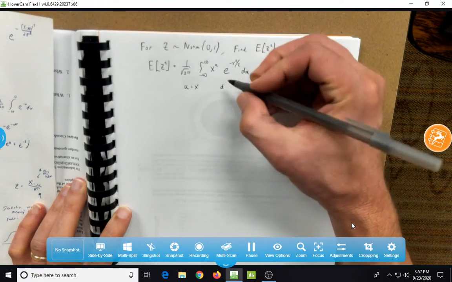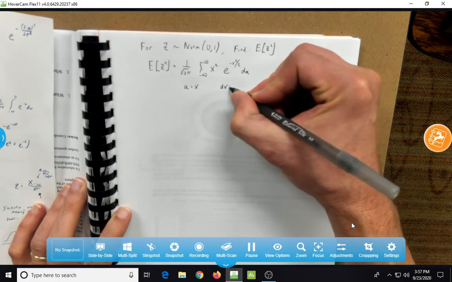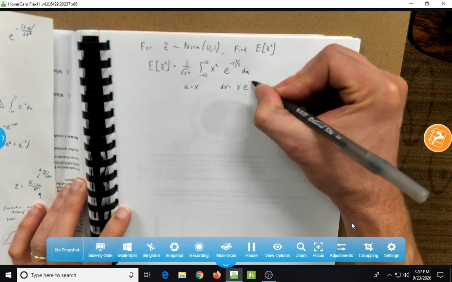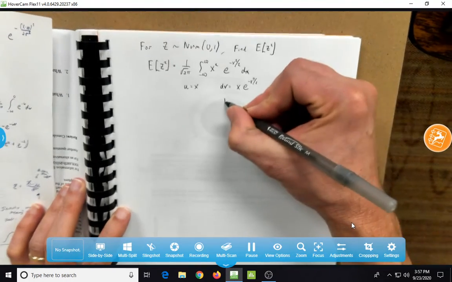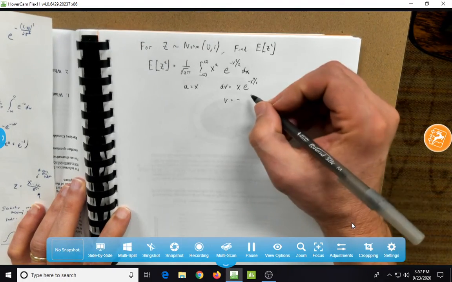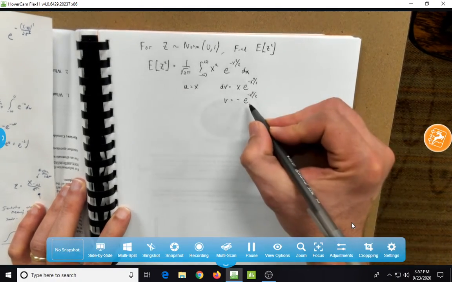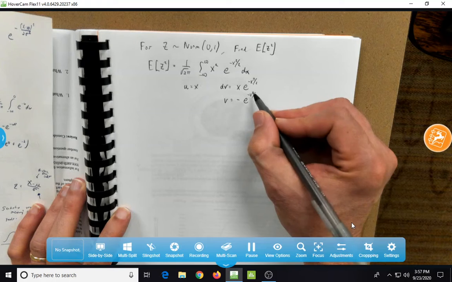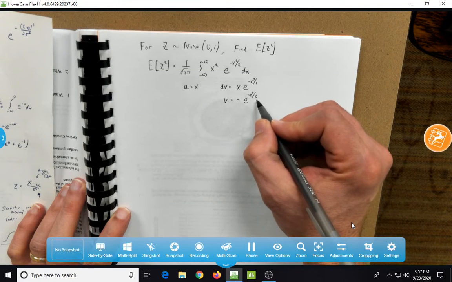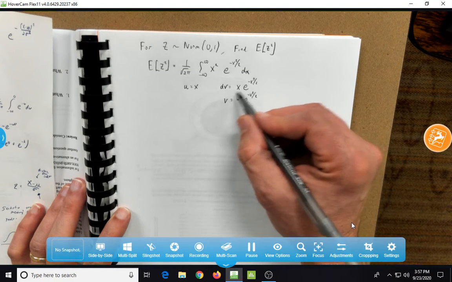u is going to be x, dv will be x e to the minus x squared over 2. The reason why we do that is that when we integrate this, we get e to the minus x squared over 2. You can check that. Take the derivative of e to the minus x squared over 2, minus 2x over 2, and you get a minus x.